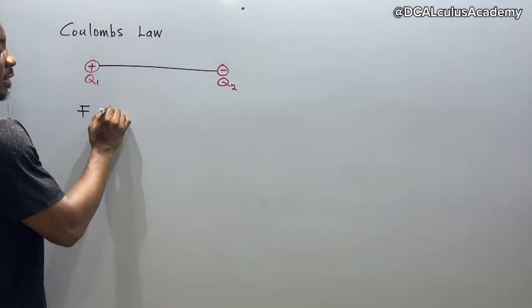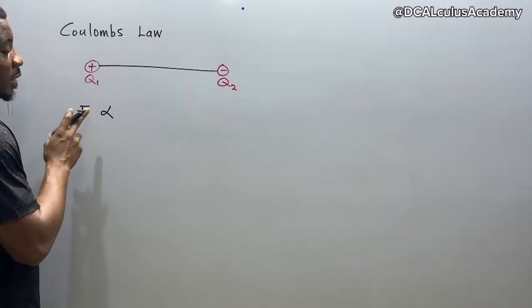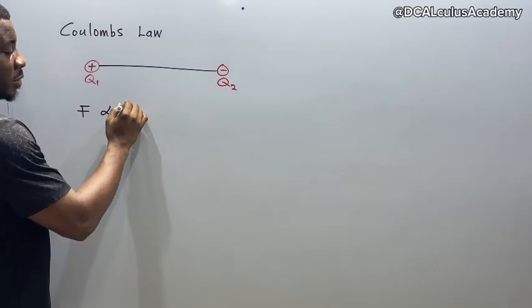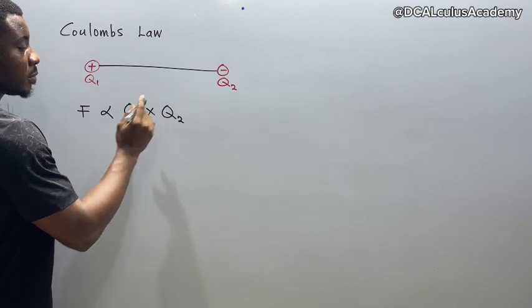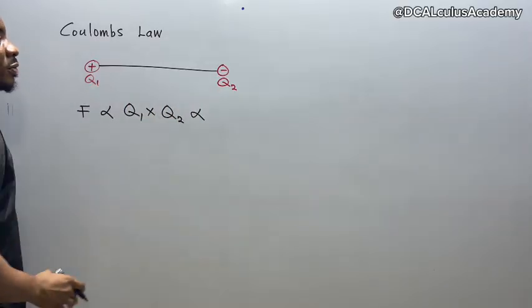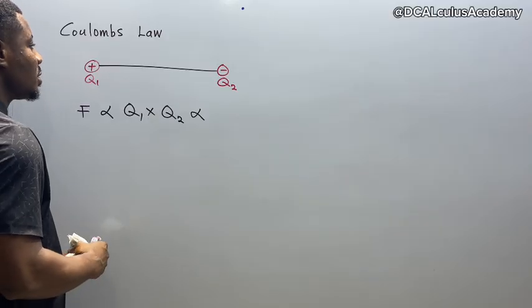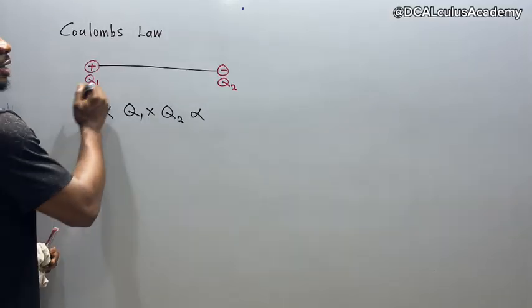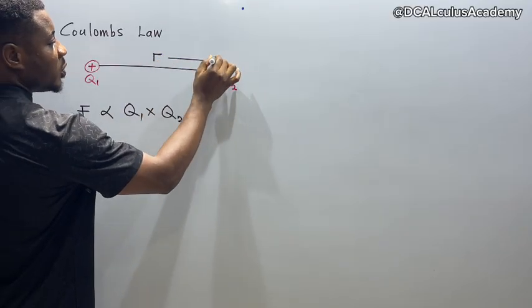So it means I can say by Coulomb's law, F, which is the force of attraction or repulsion, is directly proportional to the product of the charges Q1, Q2, and inversely proportional to the square of the distance apart. Remember that between these two charges, we could have a distance. Let's call that distance R. R is the distance between the two charges.